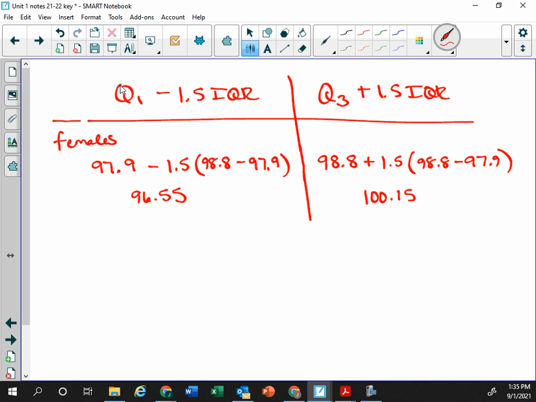Okay, so these are the boundaries for outliers. So if any temperature for the females was below 96.55, that's an outlier. Or if it's above 100.15, it's an outlier. So looking at it again, do you think we have any outliers for the female group? What was the minimum they told us? 96.4. That's definitely less than 96.55, right? So we know there's at least one outlier over there, but because we've lost the individual values, we have no idea if there's more than one. So you would just say there's at least one outlier for the females.